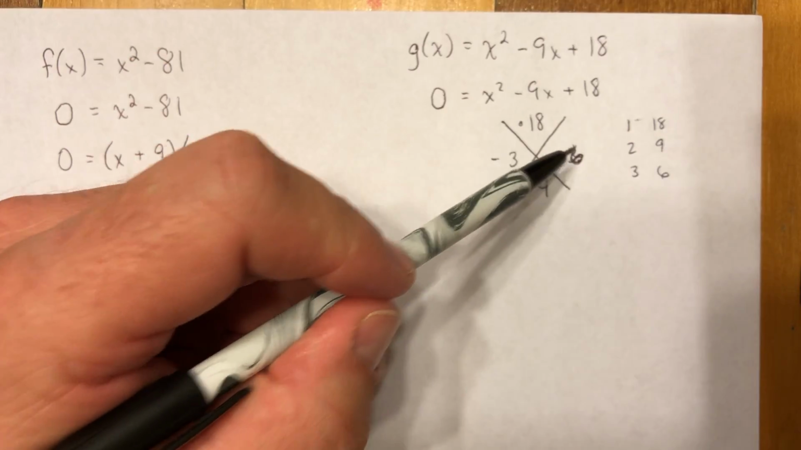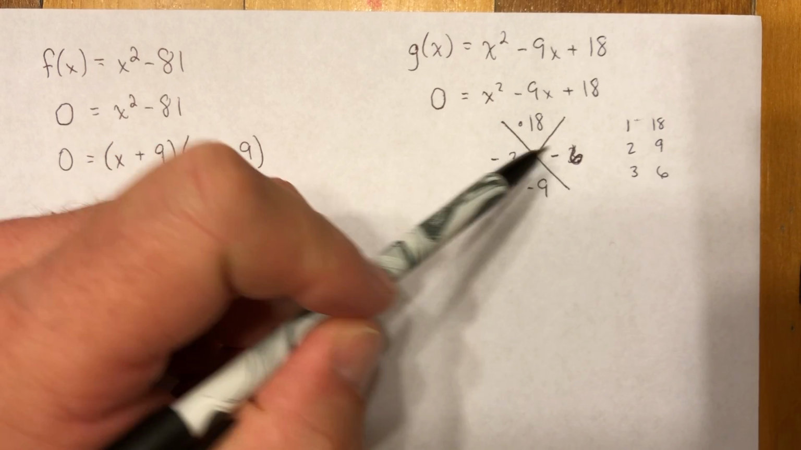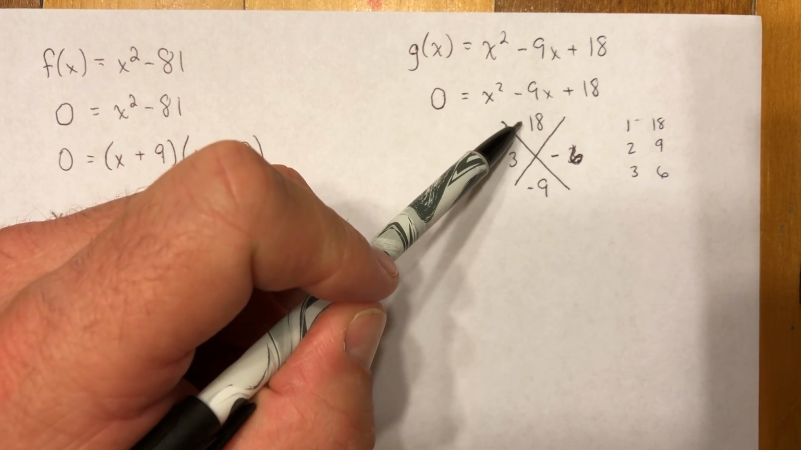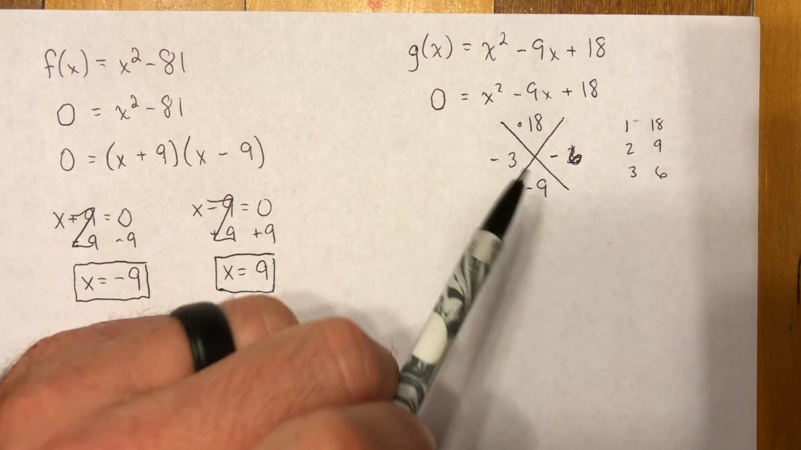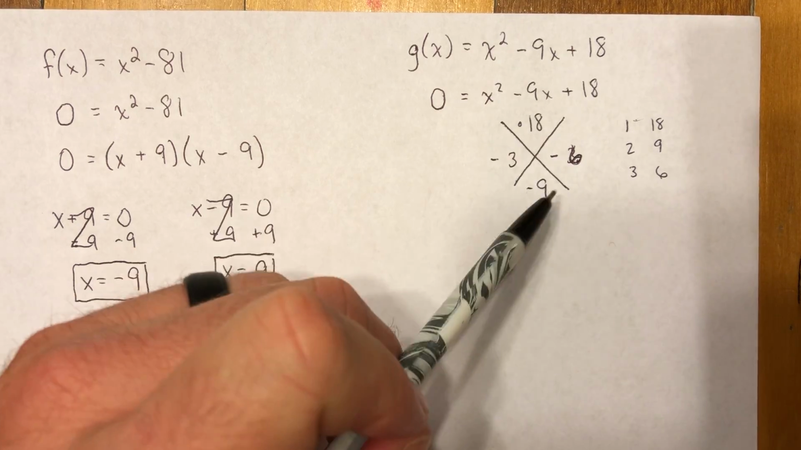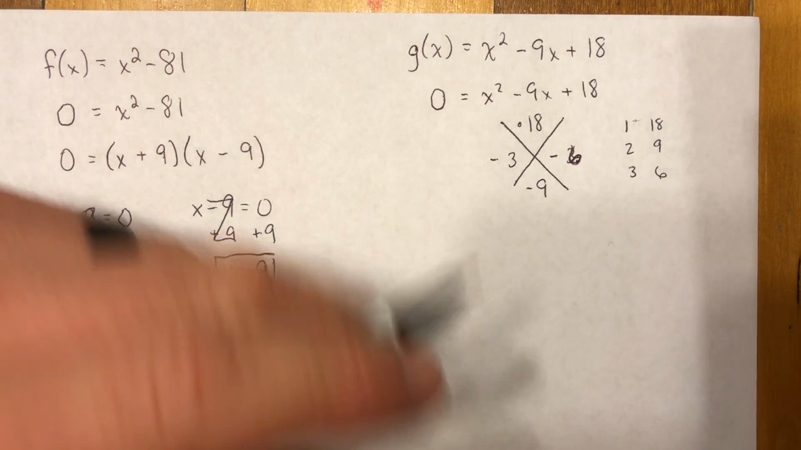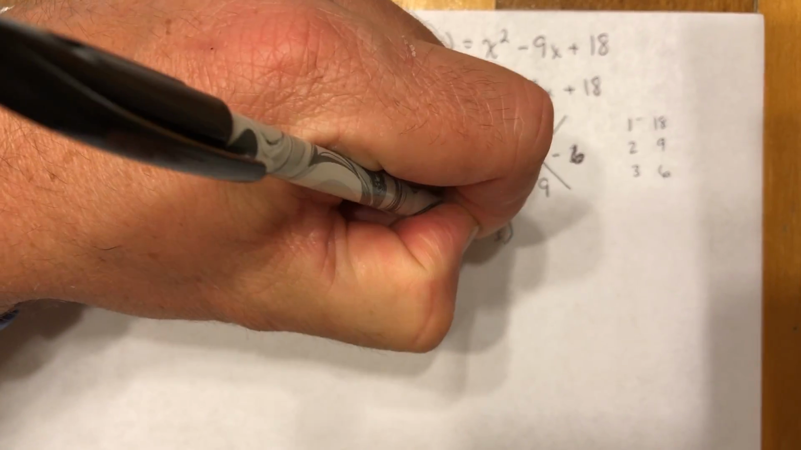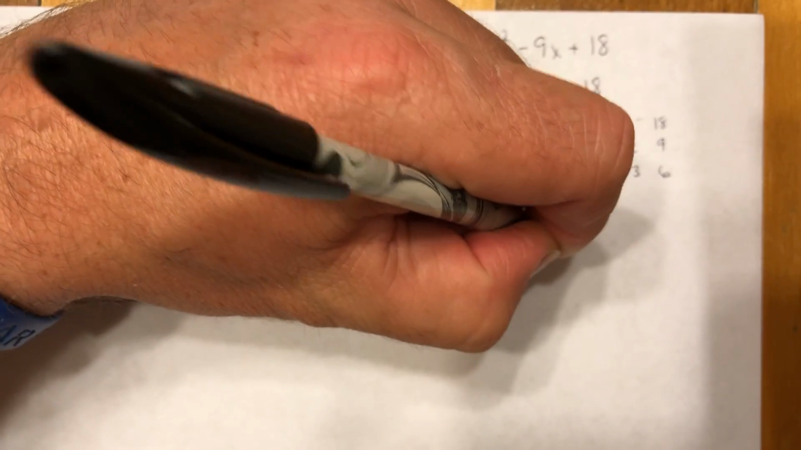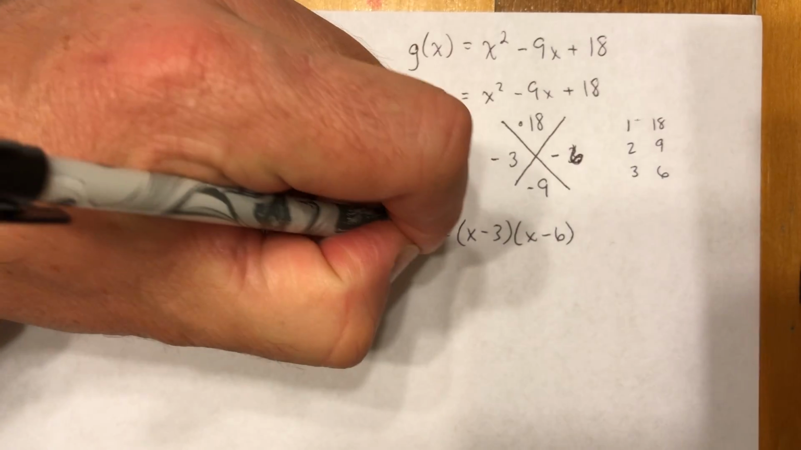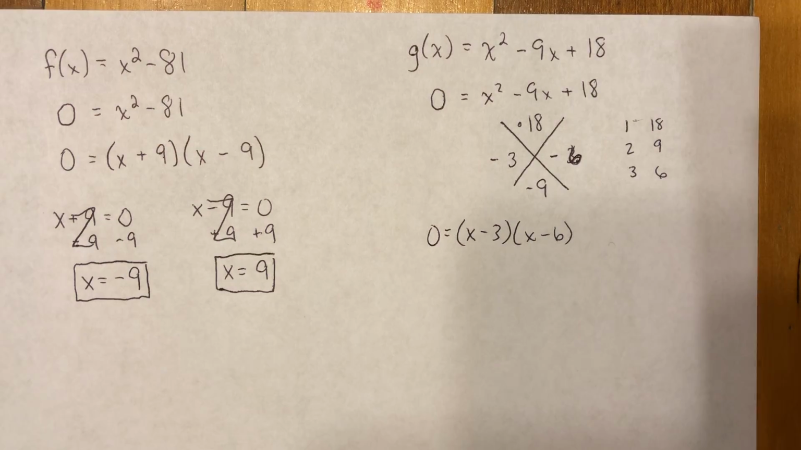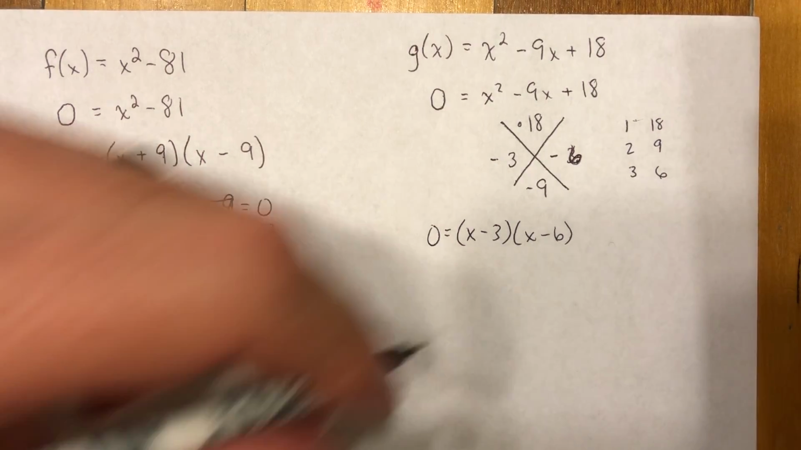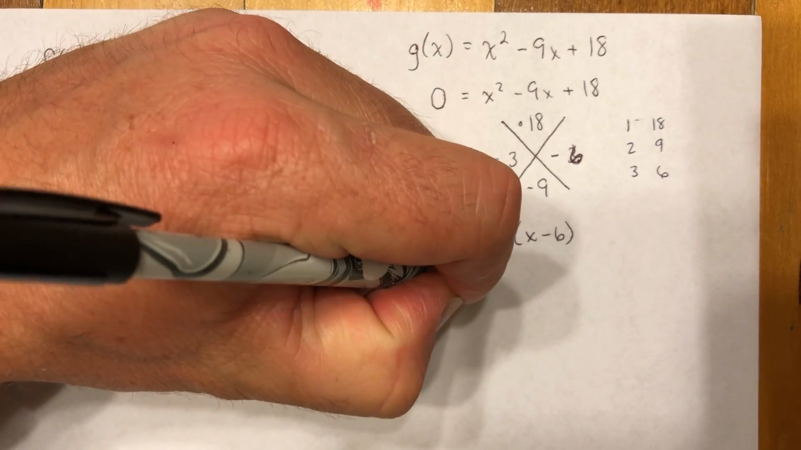So negative 3 plus negative 6 is negative 9. Negative 3 times negative 6 equals 18. So those two numbers satisfy both rules that I have to follow. So I write my binomials, x minus 3 and x minus 6. Again, setting them equal to 0. And then once again, I work on them one at a time.